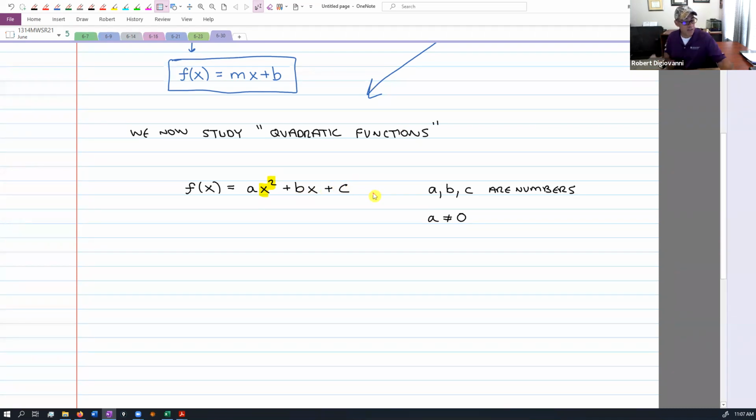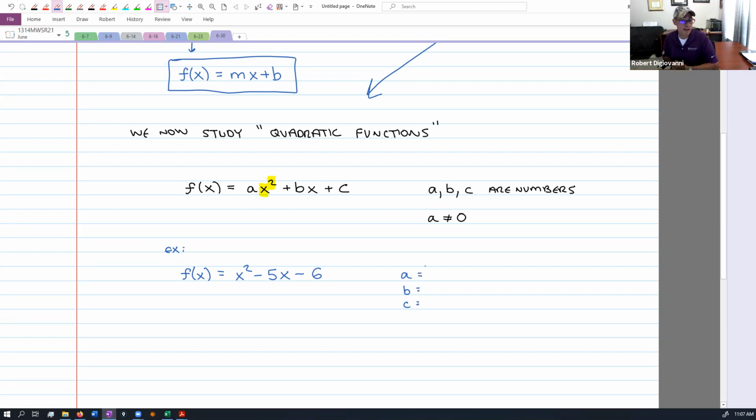So let me give you a few examples of quadratic functions. This would be an example. So these are examples here. x squared minus 5x minus 6. That would be an example of a quadratic function. And so in this particular example, a, b, and c are equal to different things. Let's see if we can identify them.